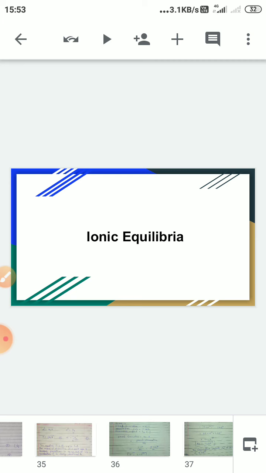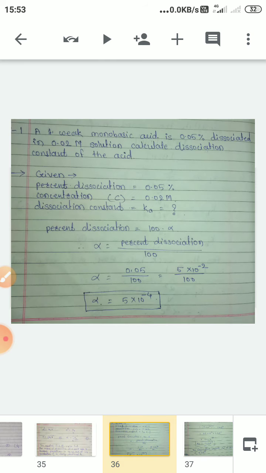If we multiply it by 100, we will get percent dissociation. And one more formula we have seen is to calculate the equilibrium concentration of cations or anions, which is equal to degree of dissociation into concentration. Now we are going to see the first numerical, which is based on degree of dissociation.